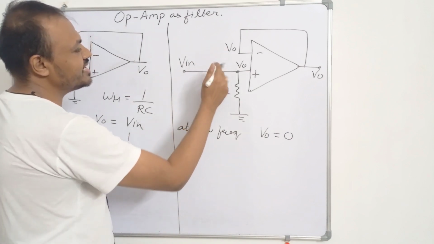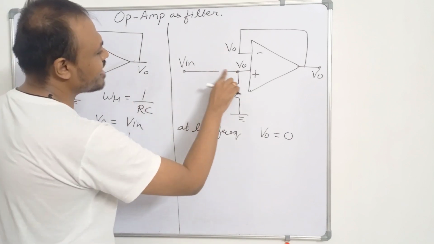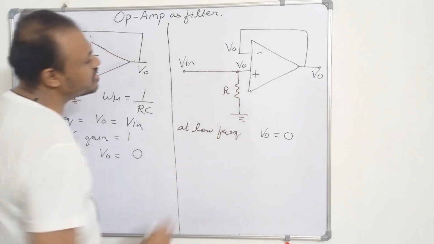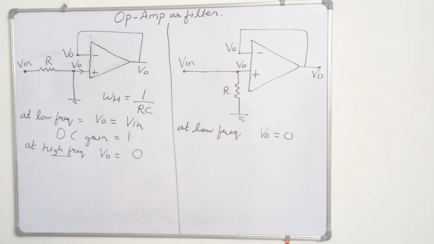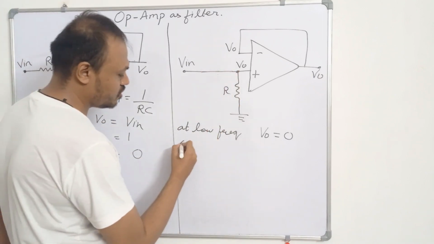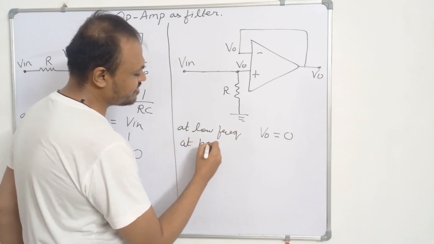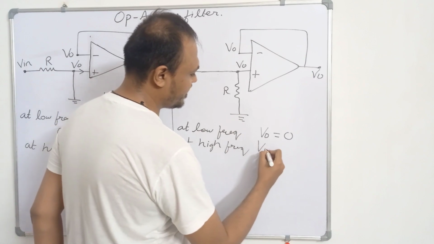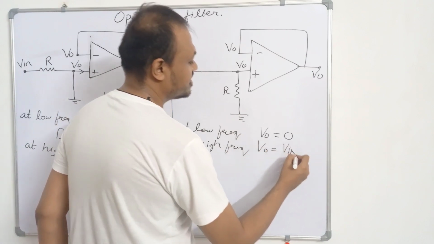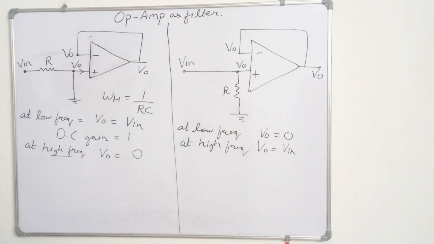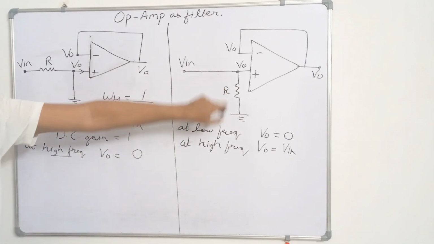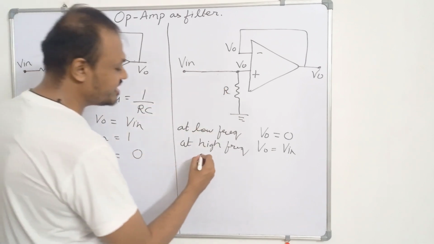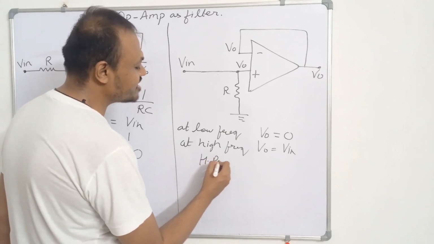At high frequency the capacitor can be replaced by a short circuit. At high frequency, or the infinite frequency, the capacitor is short. So at high frequency V naught equal to V in. So the gain at high frequency is equal to 1. You can see this works like a high pass filter.